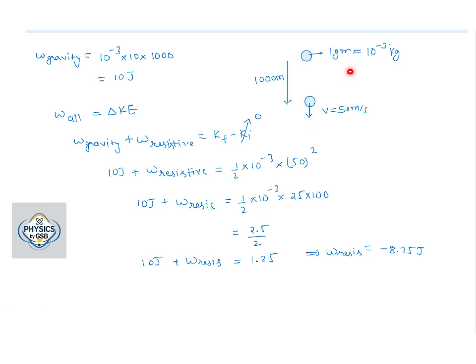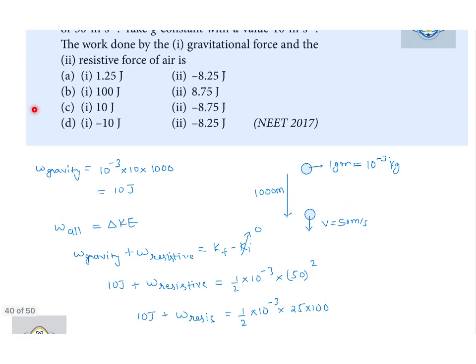Because this body is moving in the downward direction and resistive force should act opposite to the direction of motion of that particle. So it should act in the upward direction. So obviously work done will be negative because force and displacement are in opposite directions. So work done by resistive force is negative. So one answer is 10, another is minus 8.75. So option C is correct. So the answer is C.